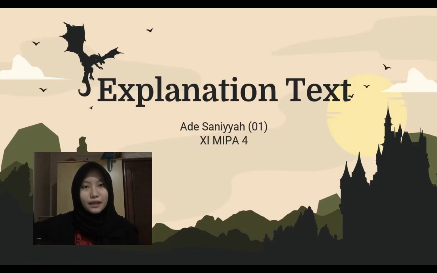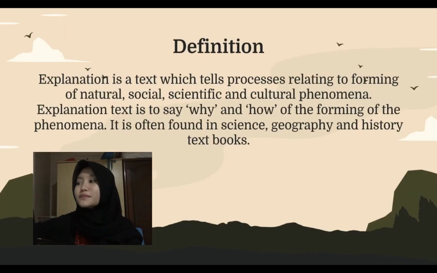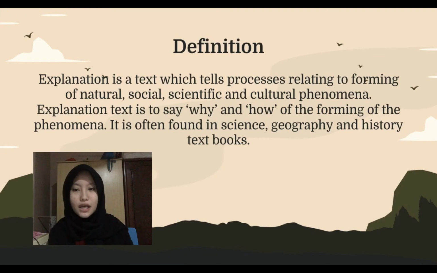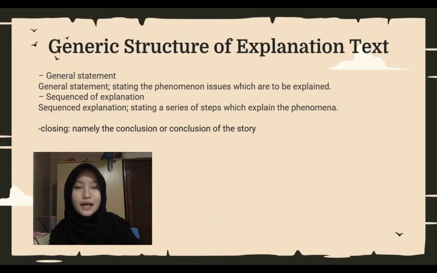I am from 11 Science 4 and I'm here to explain everything about the explanation text. First is the definition of explanation text. The definition: explanation is a text which tells the process relating to the forming of natural, social, scientific, and cultural phenomena. Explanation text is to say why and how of the forming of the phenomena. It is often found in science, geography, and history textbooks.